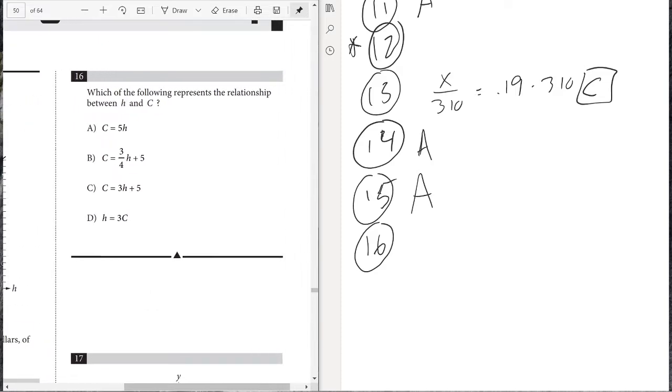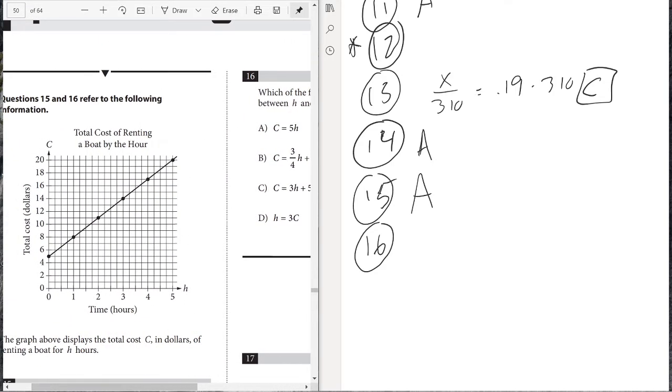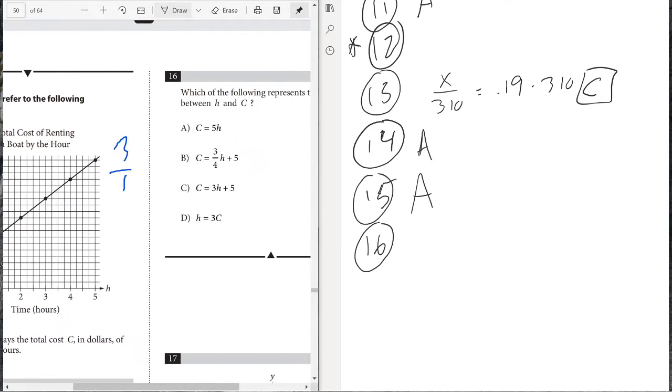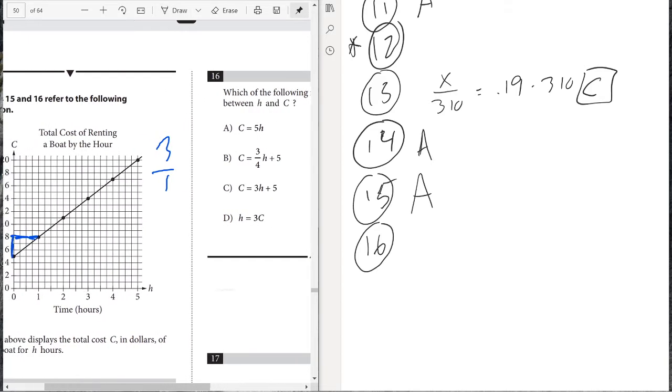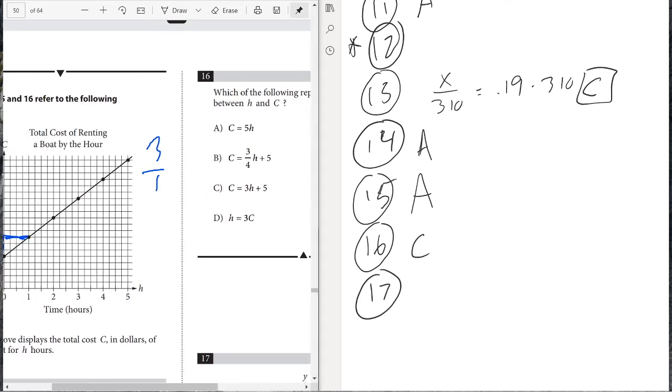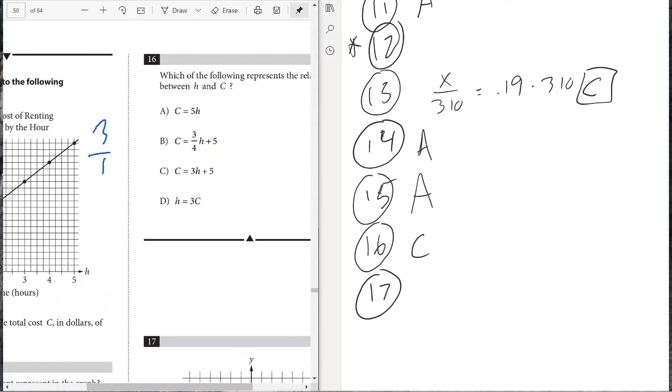Let's see, which of the following? H and C. Very interesting. Okay, so we need the slope. Let's just kind of draw on this here. It looks like all the little tick marks are 1. So that's 1, 2, 3. Rise 3. And this is 1. It just goes over 1. It just has a lot of space. So 3 over 1. So it's a slope of 3. The only one that has a slope of 3. Oh, C and D. But that one starts at 5, so it's got to be C. Cool. All right, that was 16.